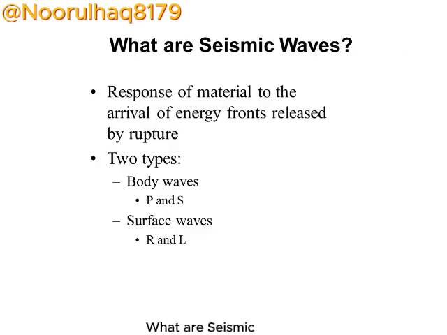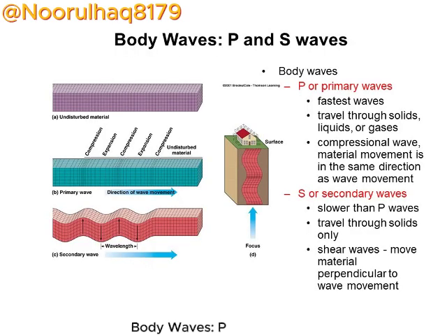What are seismic waves? The response of material to the arrival of energy fronts released by rupture. Two types: body waves, P and S, and surface waves, R and L. Body waves, P and S.